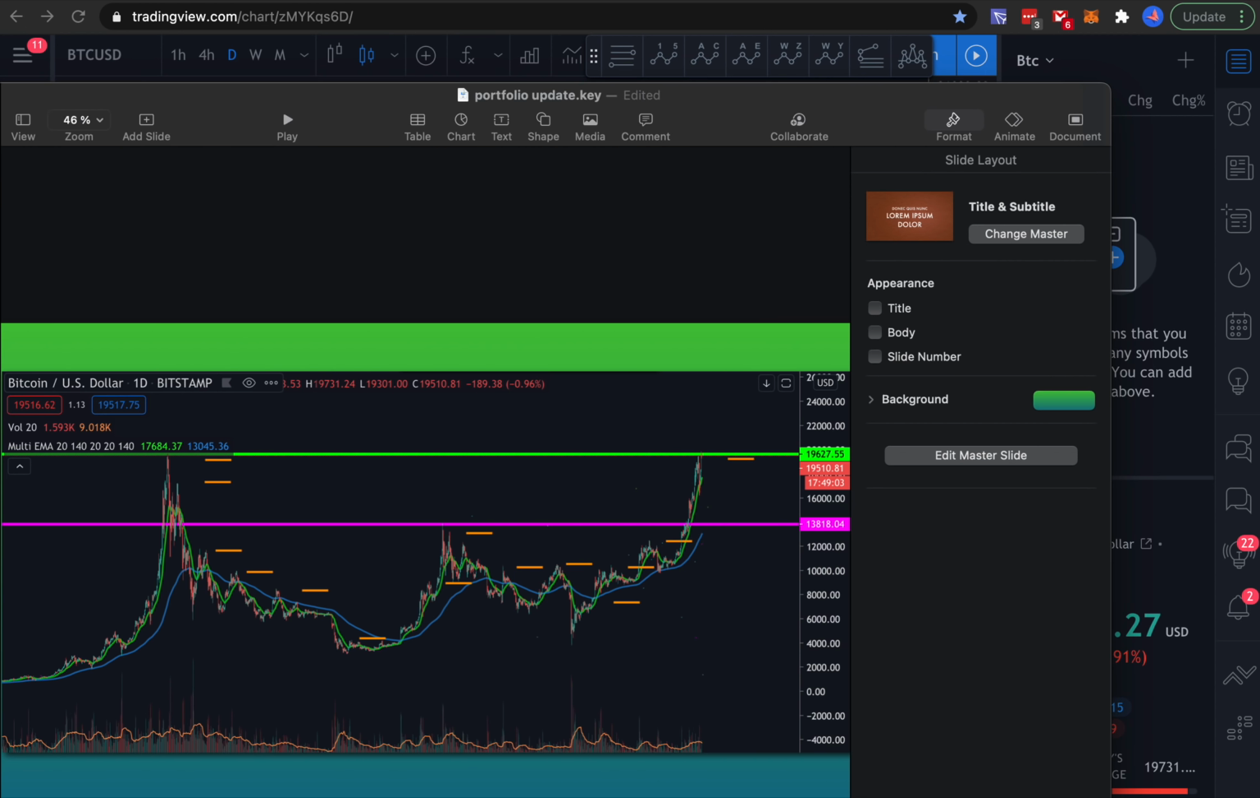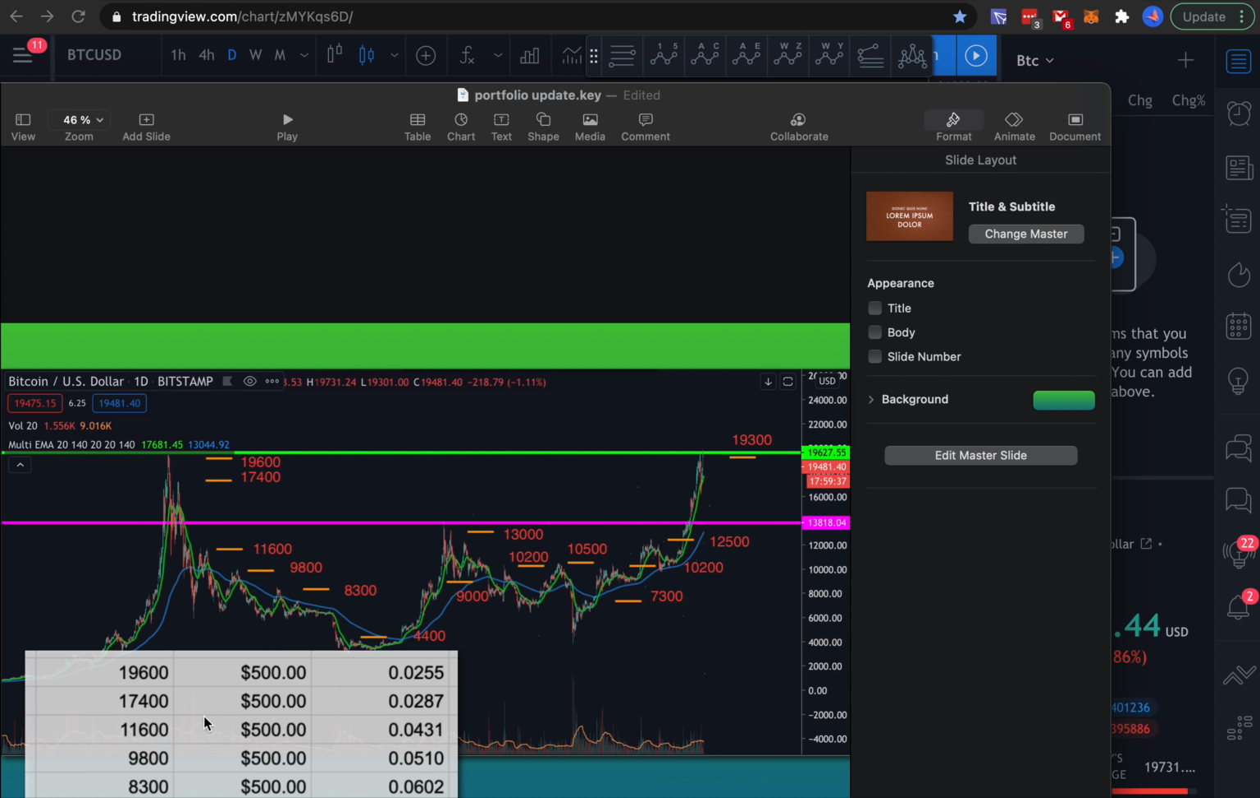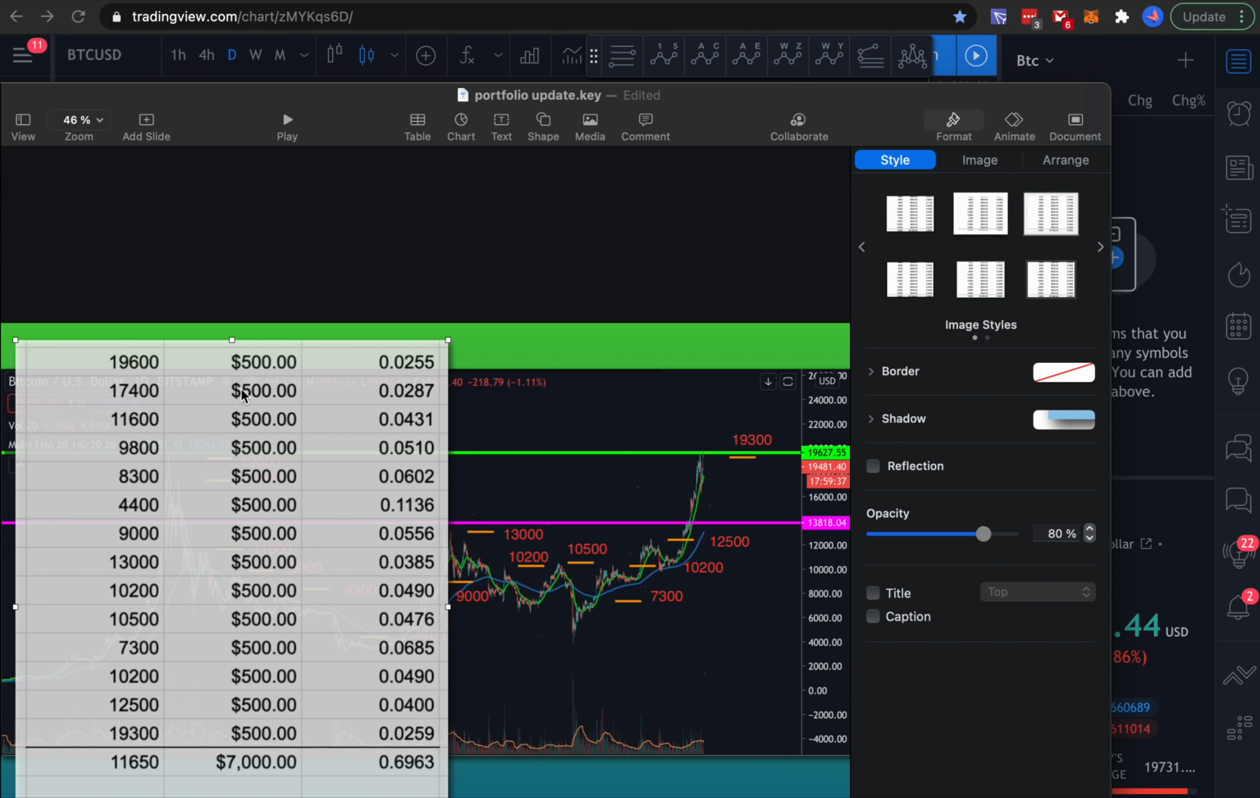Let's take a look at that, because I have already calculated everything. Here, these are the price levels for each peak that I mapped out, and these are the calculations. As you can see, you put $500 on each instance, just as an example. At the all-time high you would get about 0.0255 Bitcoin. And if you bought at the absolute lowest here, at $4,400, that would be 0.1136 Bitcoin. So you would get a lot more Bitcoin at the cheaper prices. It is always beneficial to buy at cheaper prices.